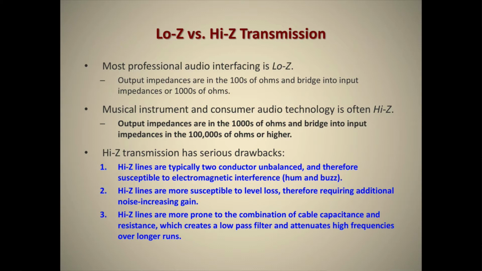And so this transmission, starting with this system of having really high source to really high load, has some serious drawbacks. And here's a list of them in blue here. They're typically unbalanced systems, so hum and buzz are a problem because there's no common mode rejection. So maybe that's not about high Z itself, but these systems typically are, so that's the problem. And then high Z lines are more susceptible to level loss, signal gets lost, and therefore a lot more gain is needed, and then the devices are even noisier.